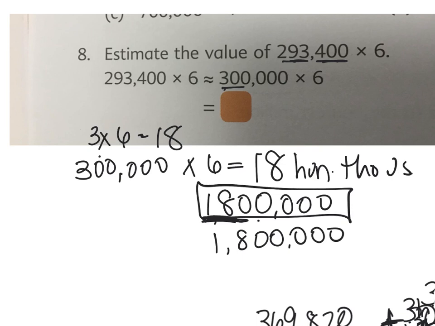Now, I want to also let you know that we rounded 293,400 to 300,000. It wouldn't be wrong if you wanted to round to the 10,000, but that's just not as easy to do mental math. This would be 290,000 times 6. I don't know 29 times 6 as well as I know 3 times 6. So again, it just depends. You want to make it simple for you when you're doing big numbers.